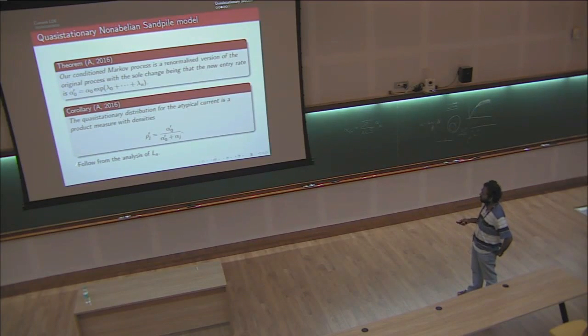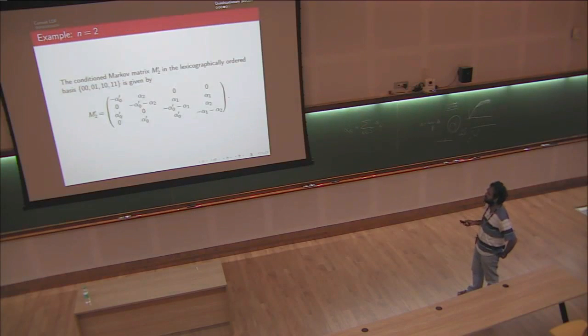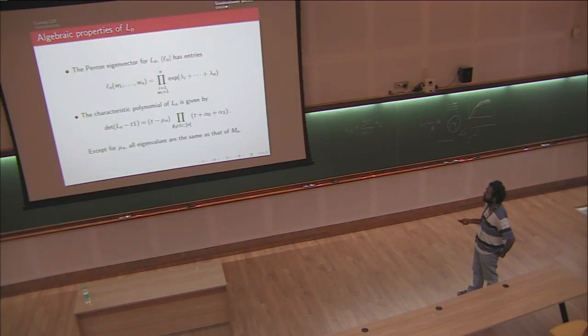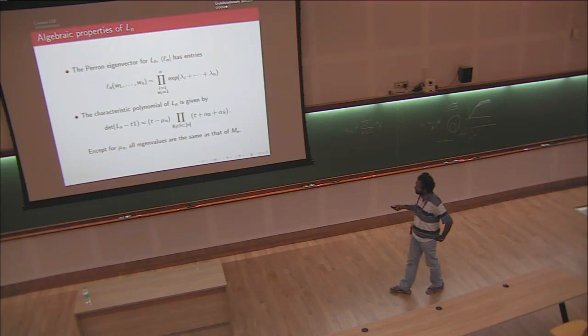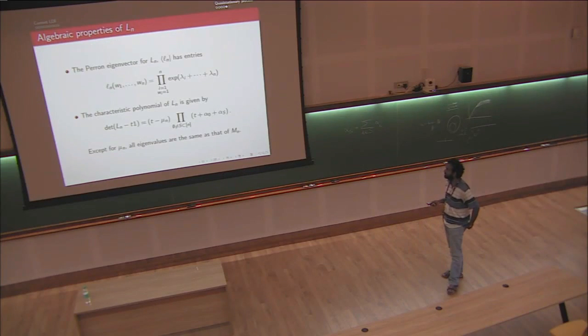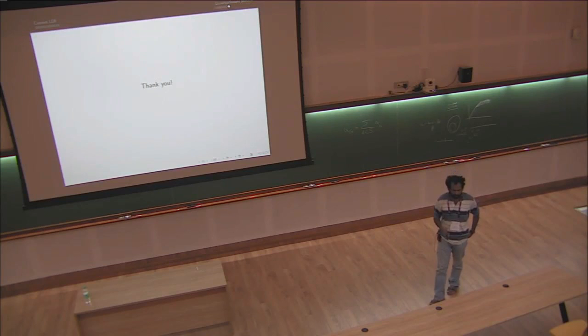As a corollary, the quasi-stationary distribution is also a product measure, has these densities, and this is the Markov matrix, and the Ln's have some algebraic properties, which I skip in the interest of time. There's a nice explicit formula for the eigenvectors and eigenvalues. And so I thank you for your attention. Thank you.